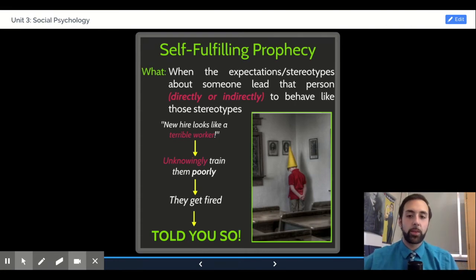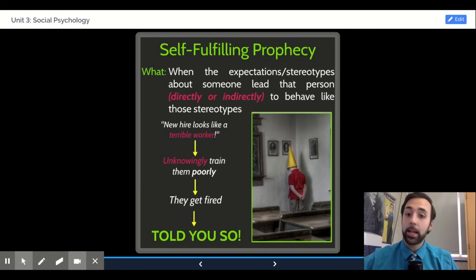That's what we call the self-fulfilling prophecy, when you essentially set somebody up to fail or to exhibit the behavior and stereotype that you have about them, when you unknowingly or knowingly lead them in that direction. So you have this impression of someone, they're going to be a terrible worker, you train them poorly, they get fired, and you have this moment where you say, see, I told you so. But is that really a reflection of their behavior, or is it really a reflection of your self-fulfilling prophecy, where you had this expectation about them that directly or indirectly led them to fulfill it?